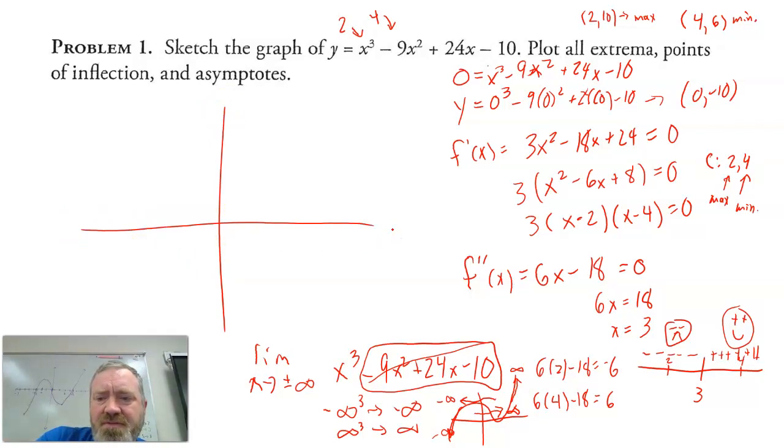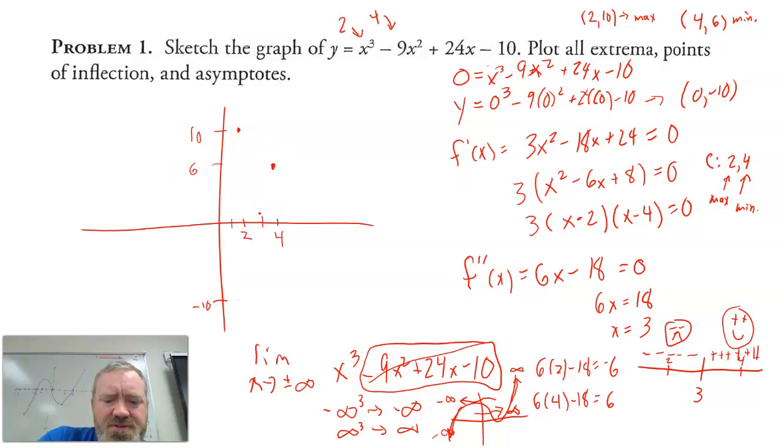So on here, I'm going to have a 2, I'm going to cross at a negative 10. So down here, negative 10 is where I'm going to cross, and then I get to 2, and I find my maximum at positive 10. Wow, way up here. Okay. Then I have a minimum at 4, 6. So right around here at 6, I have a minimum.